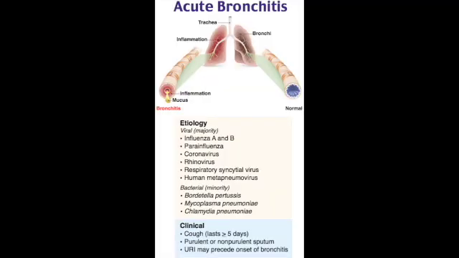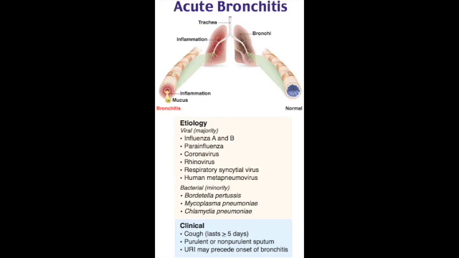Acute bronchitis is next. This is inflammation of the bronchi. Etiology is most commonly caused by viruses like adenovirus, parainfluenza, influenza, coronavirus, Coxsackie virus, rhinovirus, and RSV. For bacterial, there's Strep pneumoniae, H. flu, M. catarrhalis, and Mycoplasma.